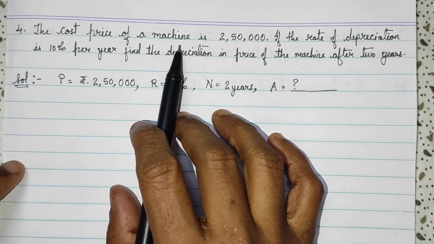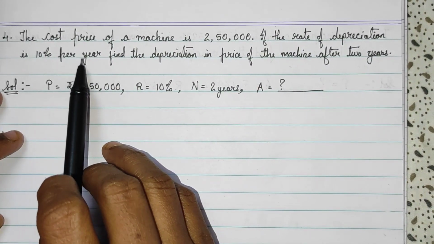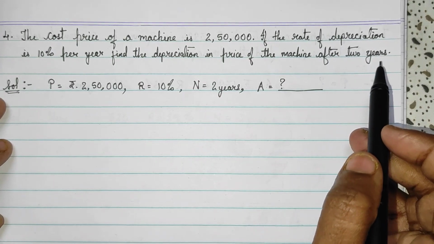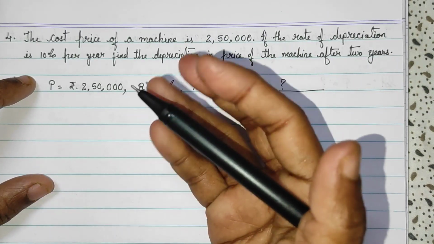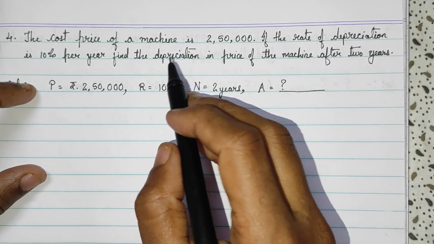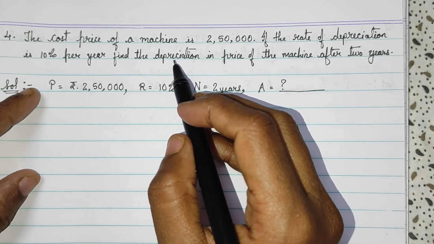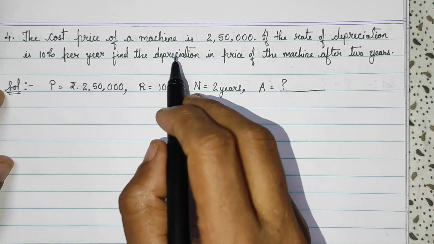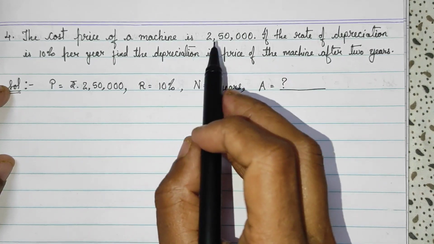Fourth sum, the cost price of a machine is 2,50,000. If the rate of depreciation is 10% per annum, find the depreciation in price of the machine after 2 years. Now see the word depreciation. The word depreciation means decreasing, that is, reducing. So for example, if today you bought a mobile for 20,000, after 1 year when you sell that mobile, you will not get 20,000, you will have to sell it for 18, 16 or 17, because the price of machines keeps decreasing. So depreciation means decreasing.